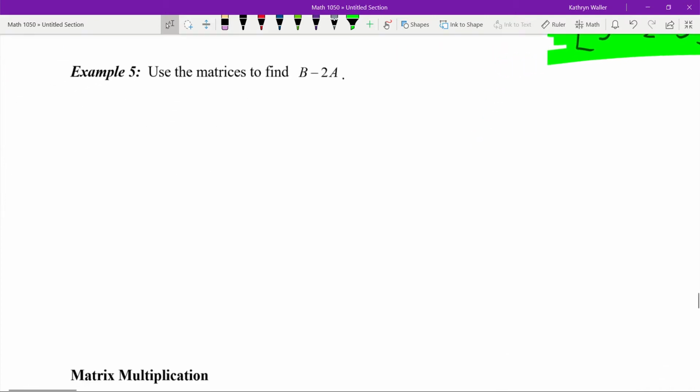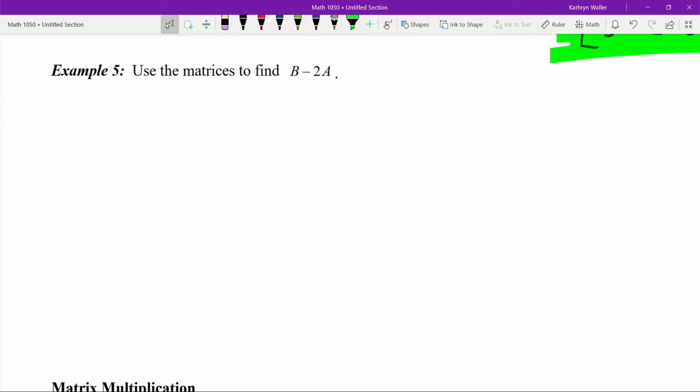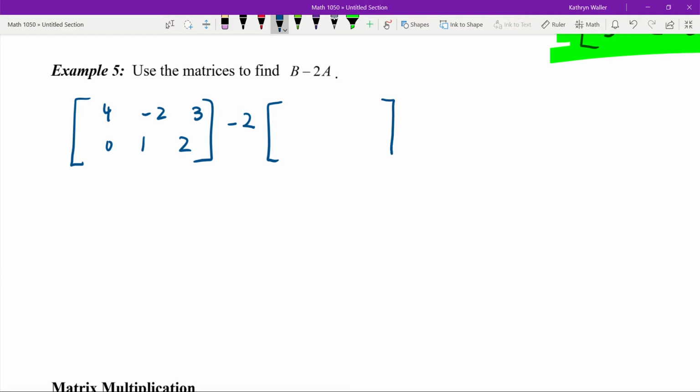Okay, question B. So this one is more complicated, okay? So this is what I want you to do. I want you to write down matrix B, okay, which is 4, -2, 3, underneath 0, 1, 2. Then I want you to go -2, and then put down matrix A. So I literally want you to set it up just the way it's read, okay? -2, 1, 0, 3, -1, +5, okay?